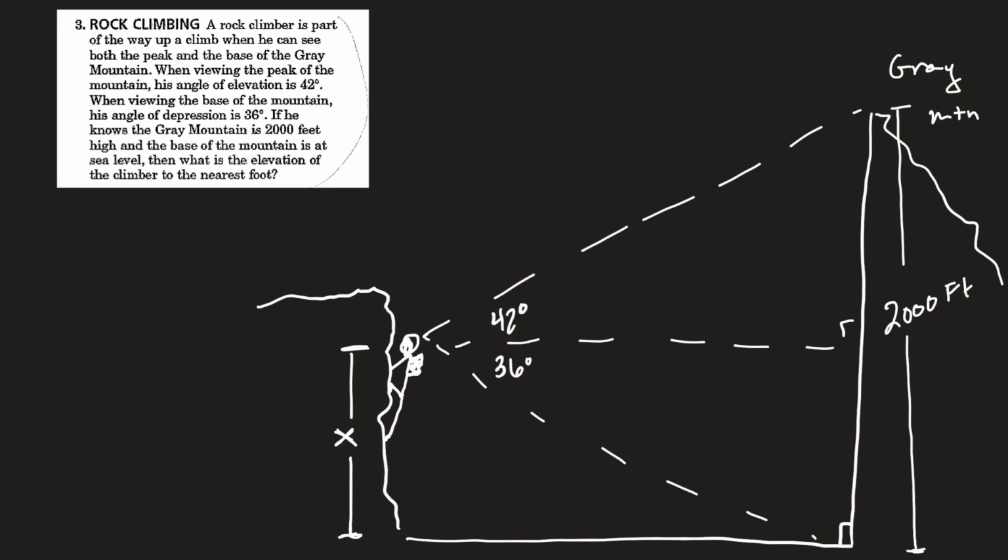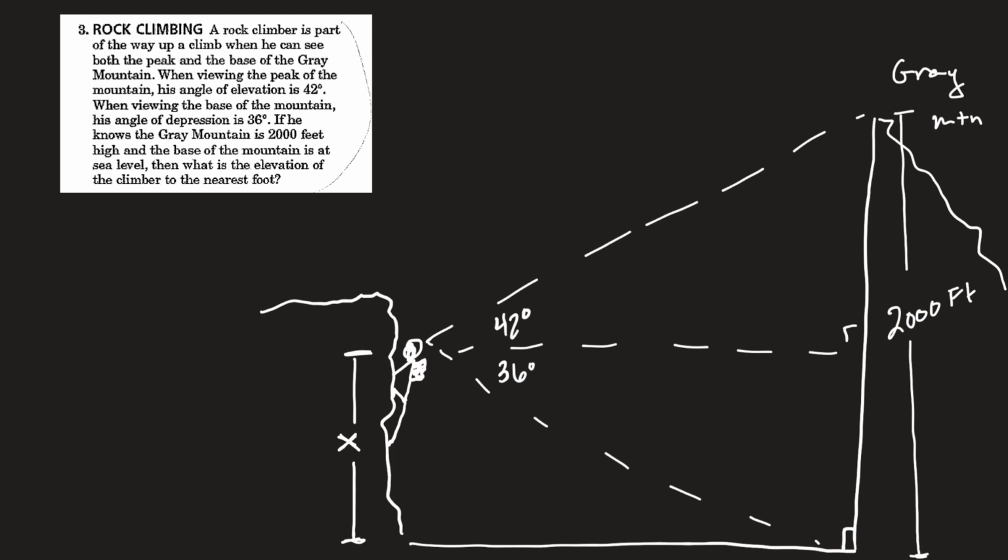We need to find a way to figure out how high the climber is from the ground. What we do know is we have one gigantic triangle, and this full angle here is the sum of those two. This is a 78-degree angle. I also have these little right triangles at the bottom here. If I could find y, I think I could solve for x.